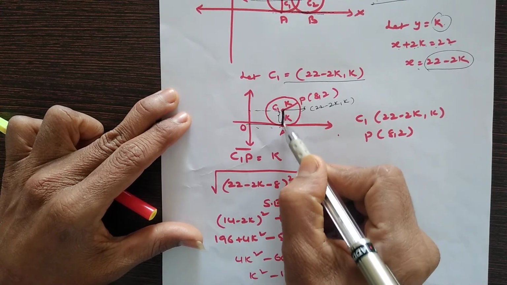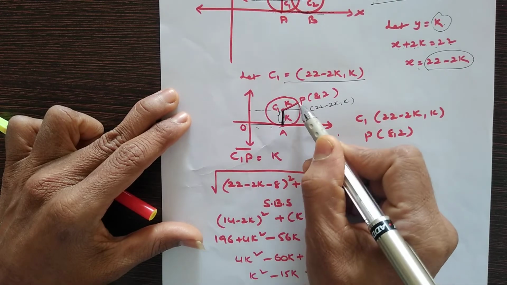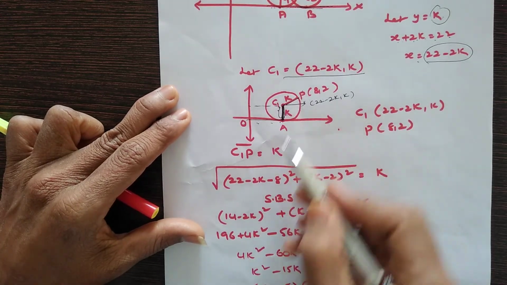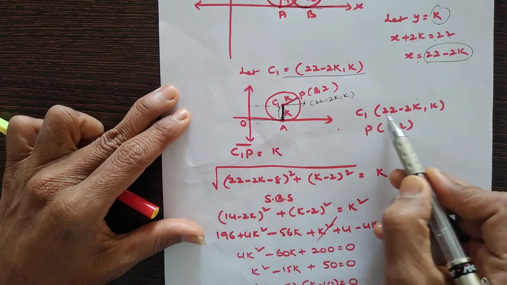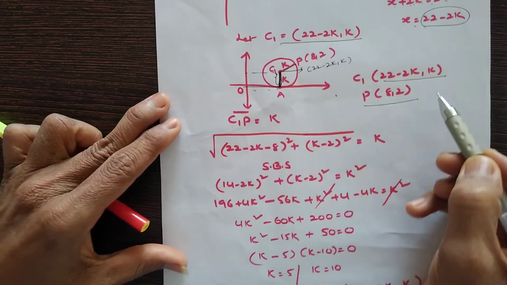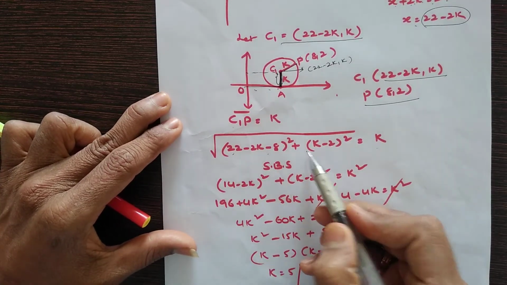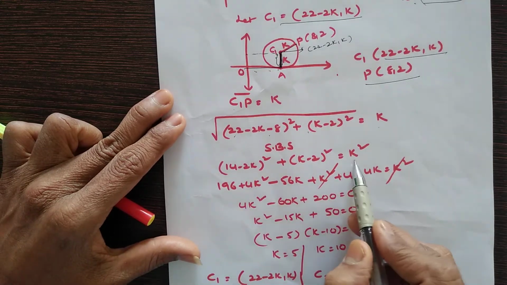So the radius will be k. Here the radius is k, meaning this distance is also k. So C1P is equal to k, where C1 is this point and P is this point. Apply the distance formula, (x2 minus x1) whole square plus (y2 minus y1) whole square, and square on both sides.